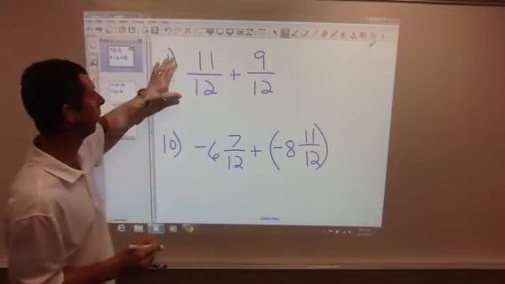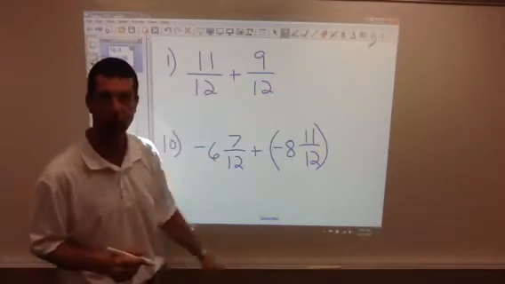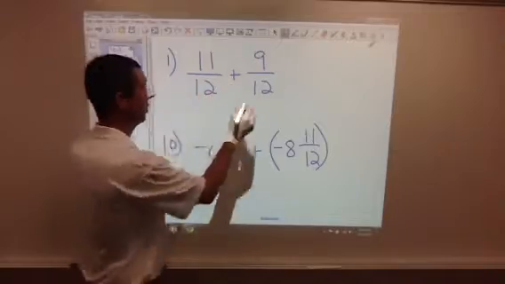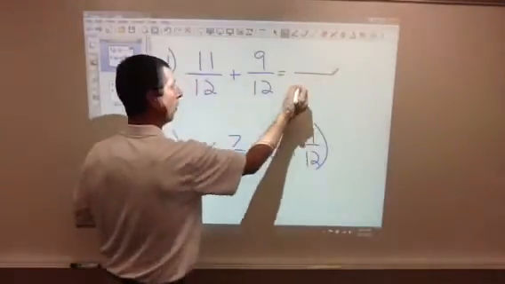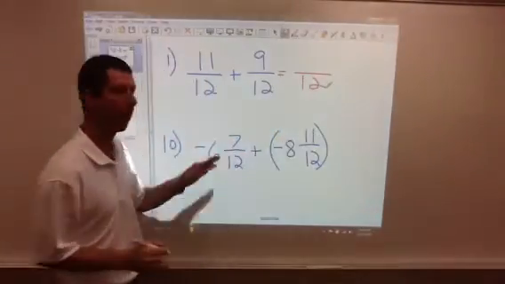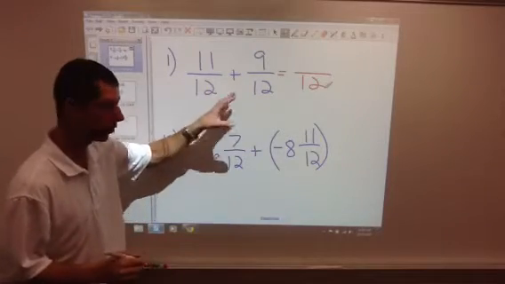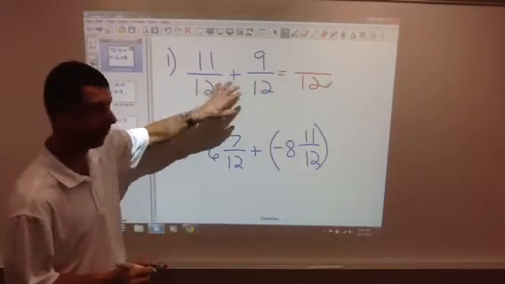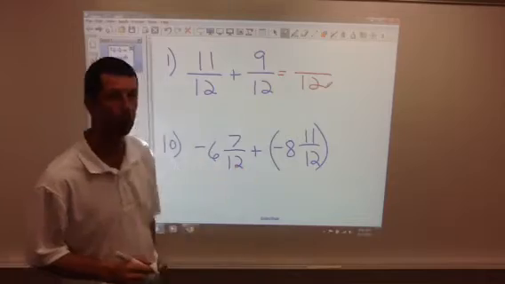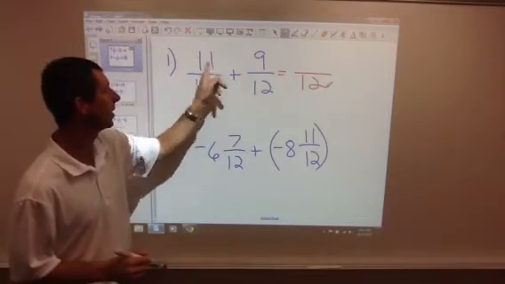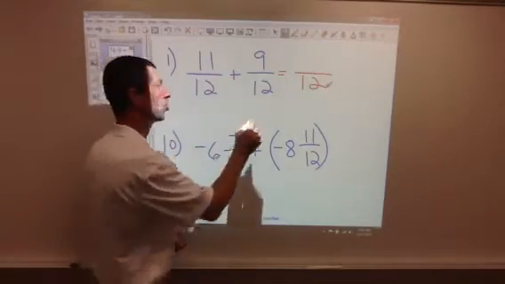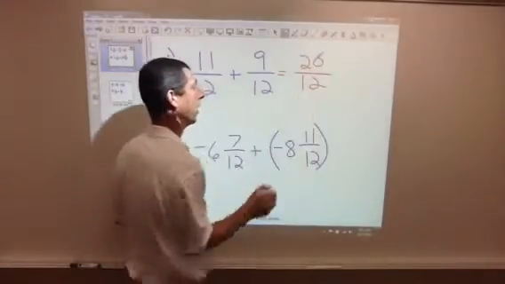Okay, so if we take number 1, we've got 11 twelfths plus 9 twelfths. The denominator is 12, so we just put that. We never add denominators or subtract them. We have to have common denominators, and they are. They're both 12, so a 12 goes there. Now we take care of this here. 11 plus 9 is 20, so we have 20 twelfths.